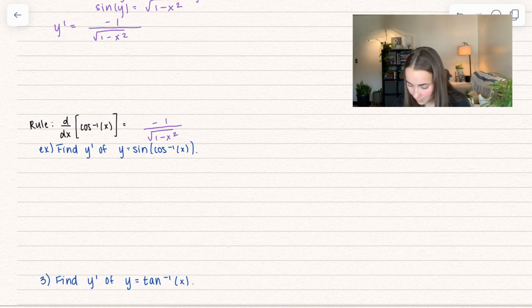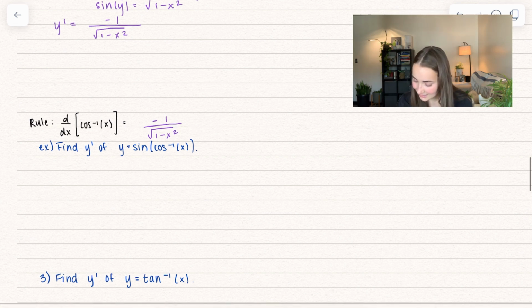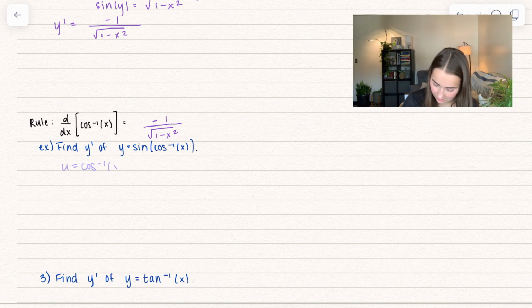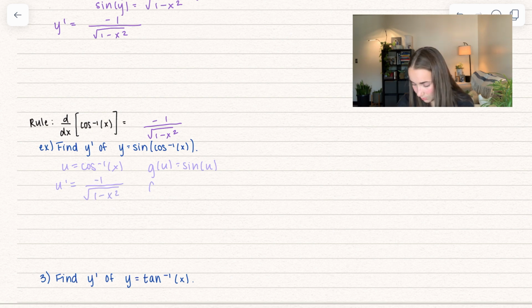So we want to find y prime of y equals sine of inverse cosine of x. Let's go ahead and use chain rule explicitly. So I have u is going to be inverse cosine of x. My outside g of u is going to be sine, and that will be sine at the inside. Let's go ahead and find our derivative. So u prime, and now we get to use the rule. So this becomes negative 1 over the square root of 1 minus x squared. And now g prime of u is going to be a regular trig rule, so we get cosine of u.